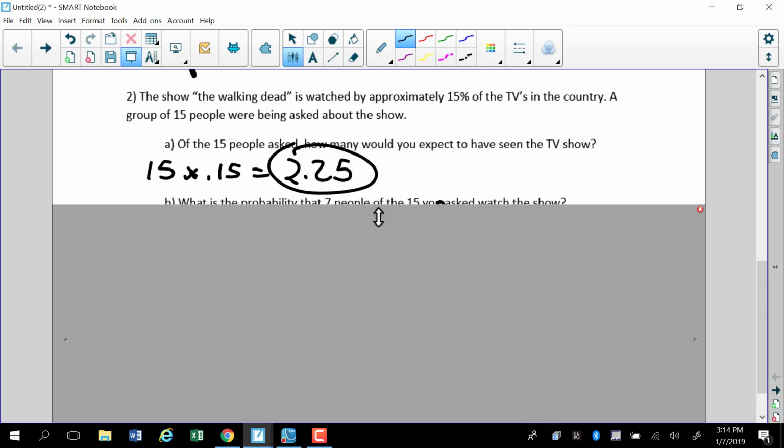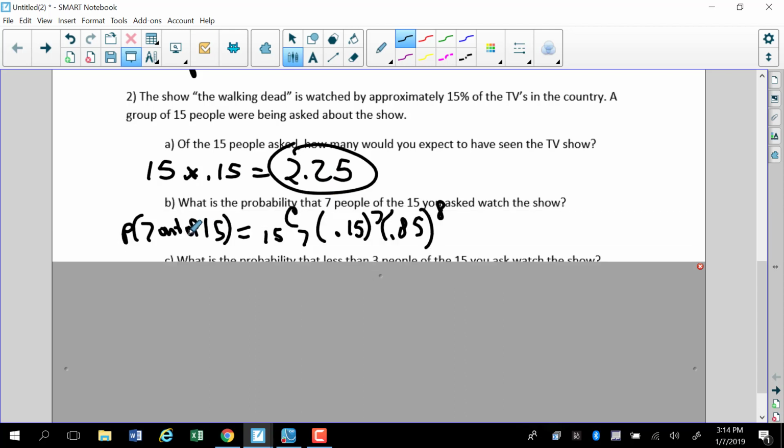So the first one, 15 people asked, how many would you expect to see in the TV show? Well, this is just, out of 15, you multiply by 0.15, you get 2.25. So you're expecting around 2.25 out of 15 to watch. So 2 to 3 people if we had to make an approximation.